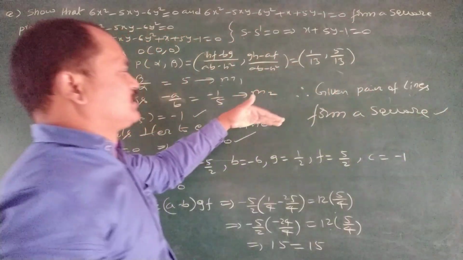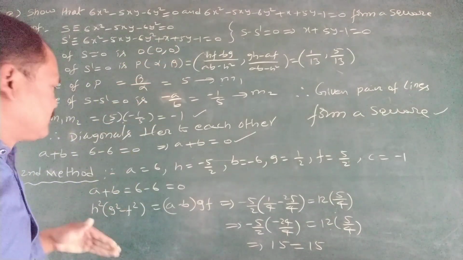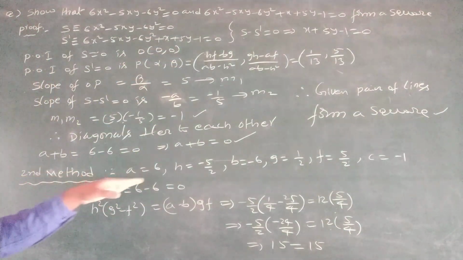This is the first method, the IP method. This IP method is very important for 7 marks in the IP board exam. Now the second method, the objective method.